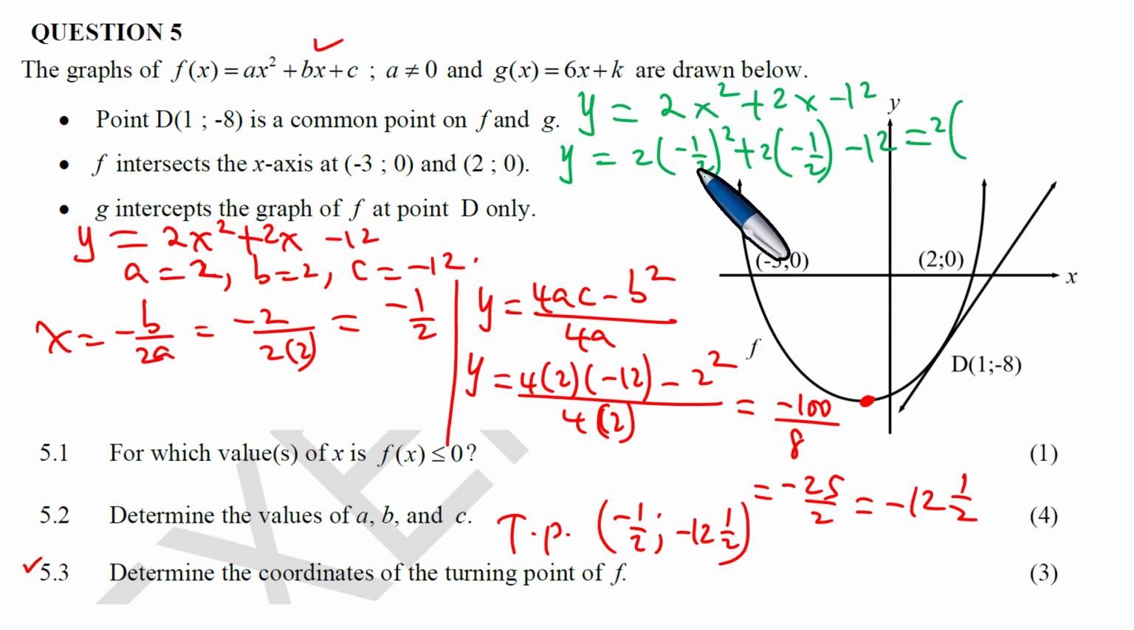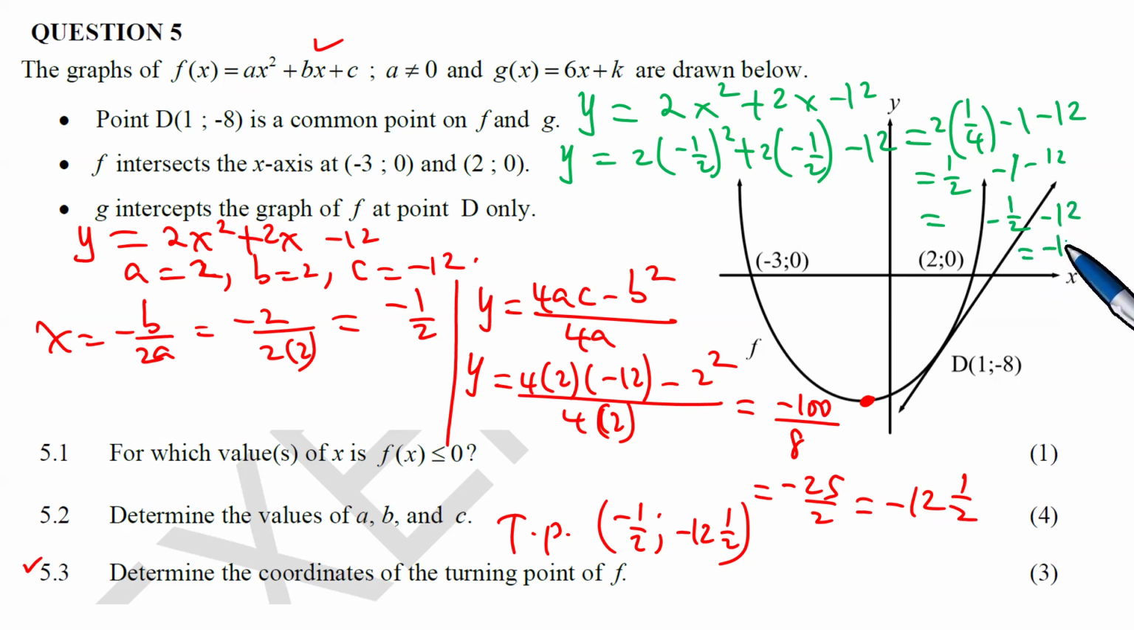Right, so at this point, you square the minus 1/2, getting 1/4. And then here you cancel everything. You have a minus 1 minus 12. 1/2 minus 1 minus 12. What is half minus 1? Minus 1/2 minus 12. Minus 12 and 1/2. So it's minus 12 and 1/2.